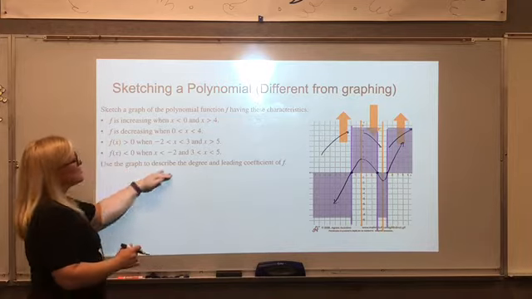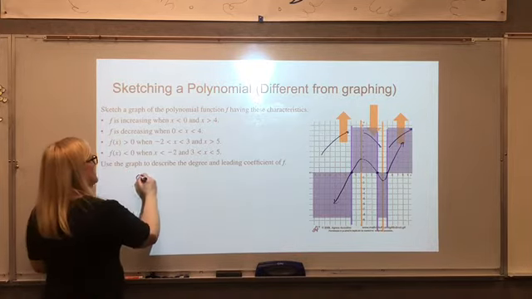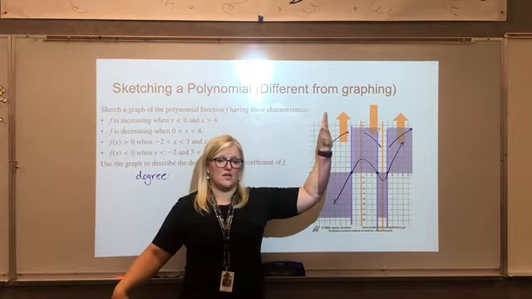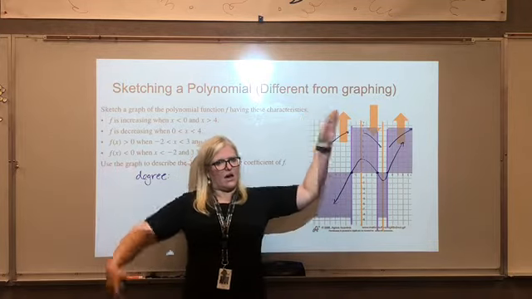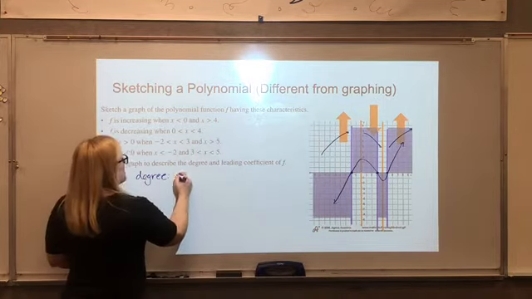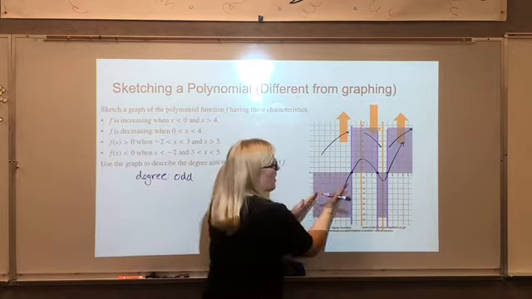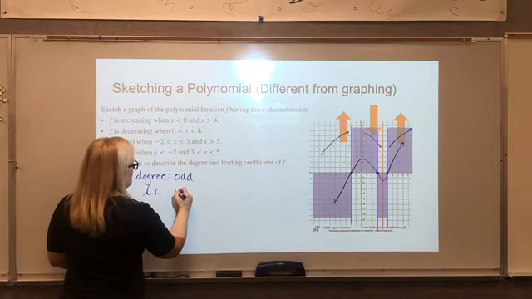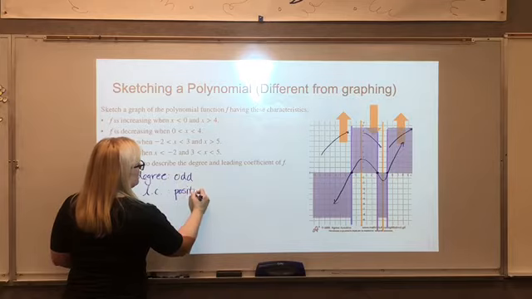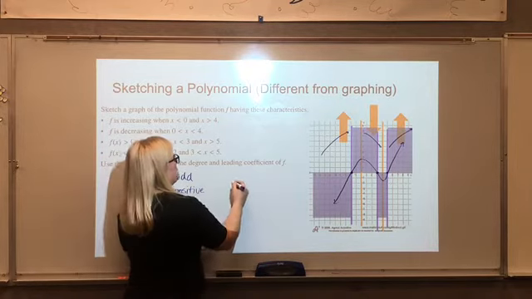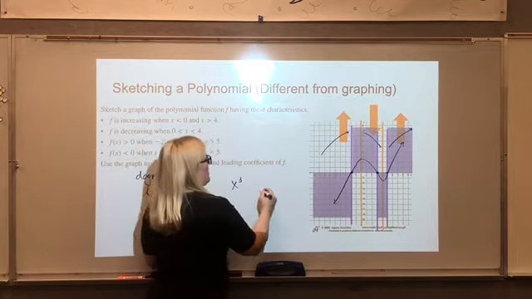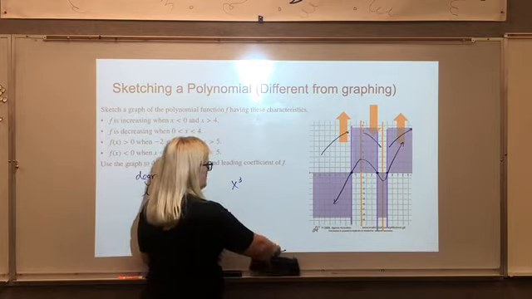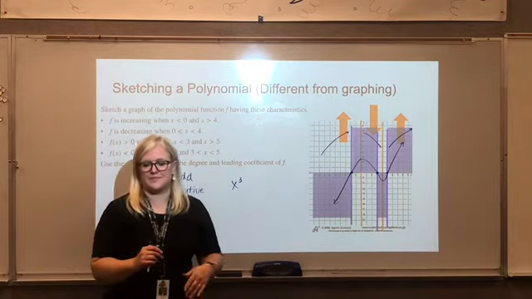Now it says to use the graph to describe the degree and the leading coefficient. Well, the degree, since I've got one going down and one going up, that's odd. Okay, it's odd. And since it's going in a positive direction, then we know that the leading coefficient is positive. So this could be x cubed. It could be 5x, well, it can't be 5x. It's got to be something like this, but it's probably cubic.